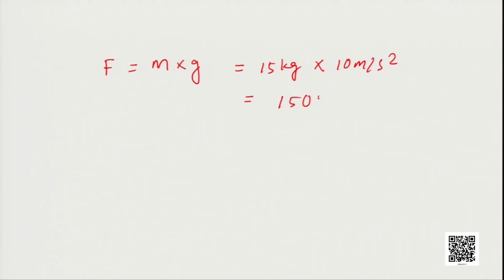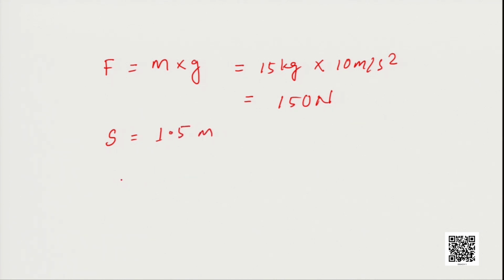So, here we can say the force will be equal to mass into acceleration due to gravity, that is g. So, mass given to us is 15 kg multiplied by 10 meter per second square, that will give us a force of 150 Newton.